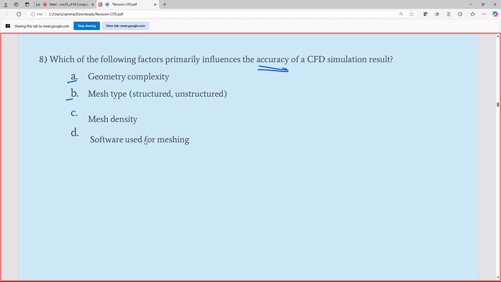You can try to answer the question. Which of the following factors primarily influences the accuracy of a CFD simulation results? Options are option A, geometry complexity, option B, mesh type, that is whether it is structured or unstructured, option C, mesh density, option D, software used for meshing.